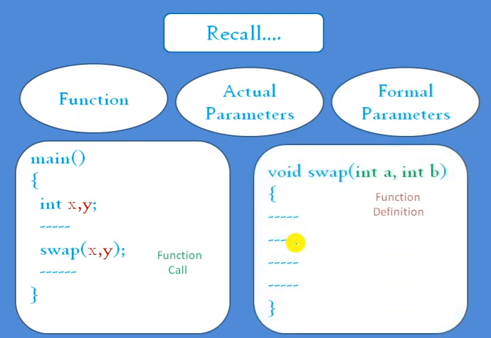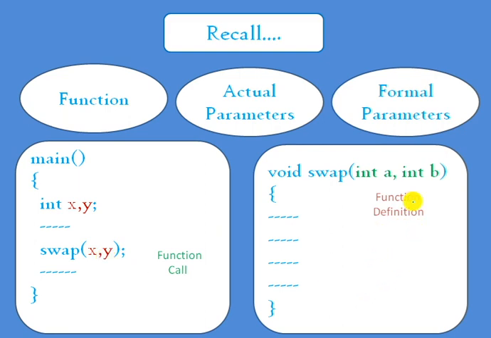Whenever you write any user defined function, that function definition must be present, and you have to call that function from the main function or from another user defined function. Wherever the function is called, that is called a function call. Wherever the function code is available, that is called the function definition. This you should remember.